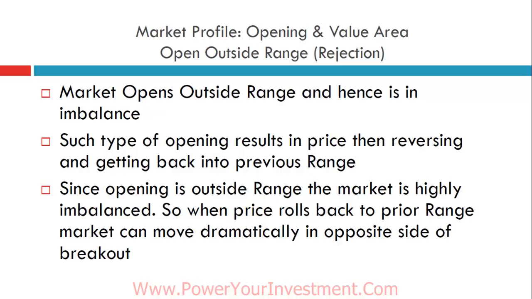Alright, so what happens here is that the market opens outside the range, hence it is extremely imbalanced, and then the market suddenly reverses and goes back into the previous range. Now this will happen when volatility is high, the market is in a bearish phase, but it has had a good run on the upside, that is a good retracement. Such kind of profiles play out then. So yeah, let us see.